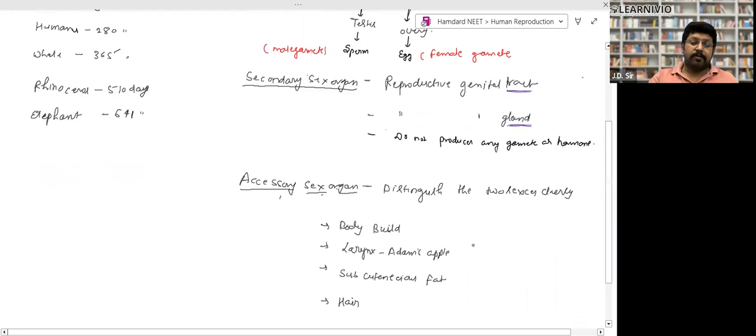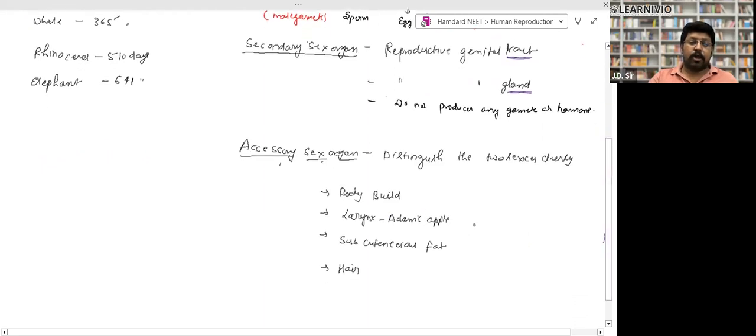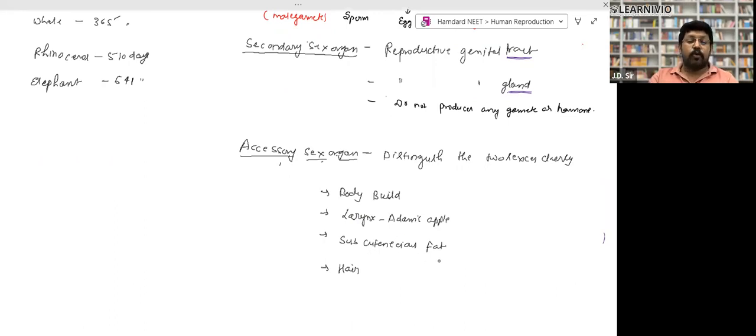So body build is an accessory sex characteristic. Body build means the structure of the body. Larynx, that is the Adam's apple, is found in human males, not in females, right? And subcutaneous fat, the fat which is present under our skin, is low in males. That's why the skin of the male is rough. It is much more in quantity in the female. That's why the skin of females is smooth. That is the difference between the two.